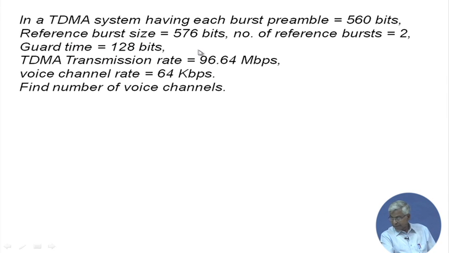In a TDMA system, each burst preamble is 560 bits, similar to the last one. The reference burst size is 576 bits, the number of reference bursts is 2, just like last time. Guard time is 128 bits, TDMA transmission rate is 96.64 megabits per second, and the voice channel rate is 64 kilobits. You have to find the number of voice channels.